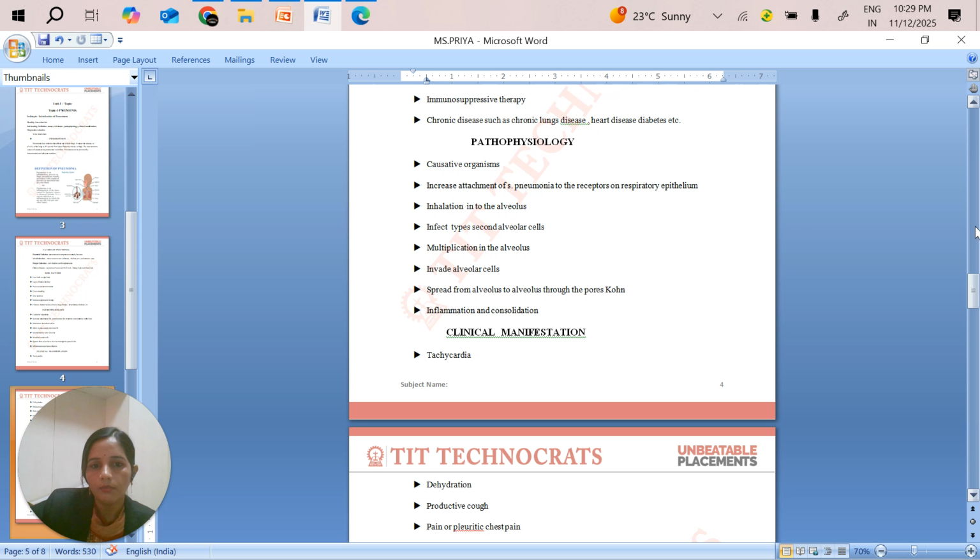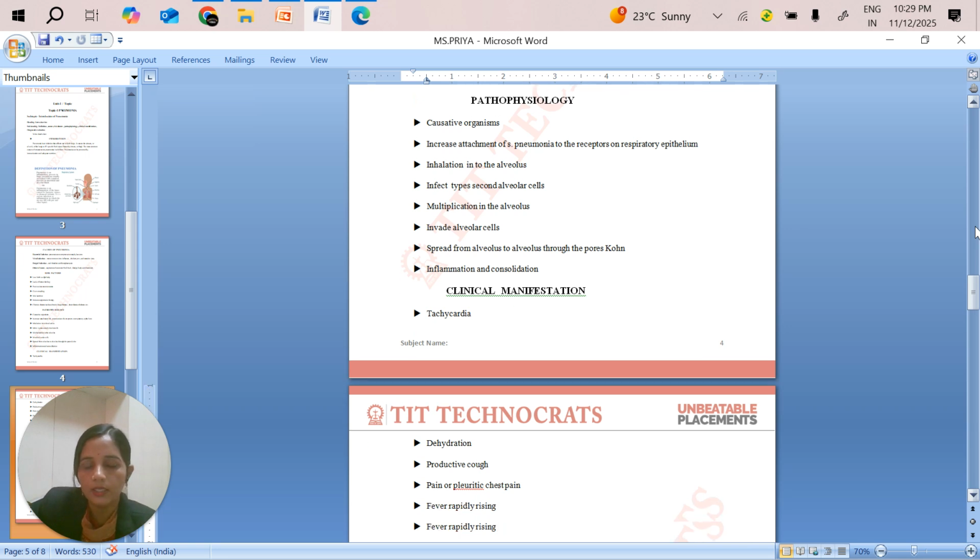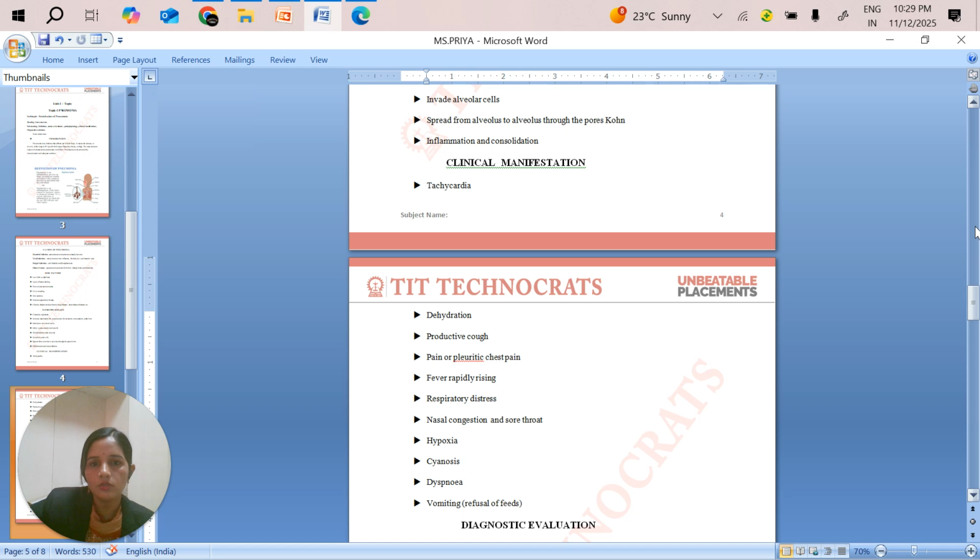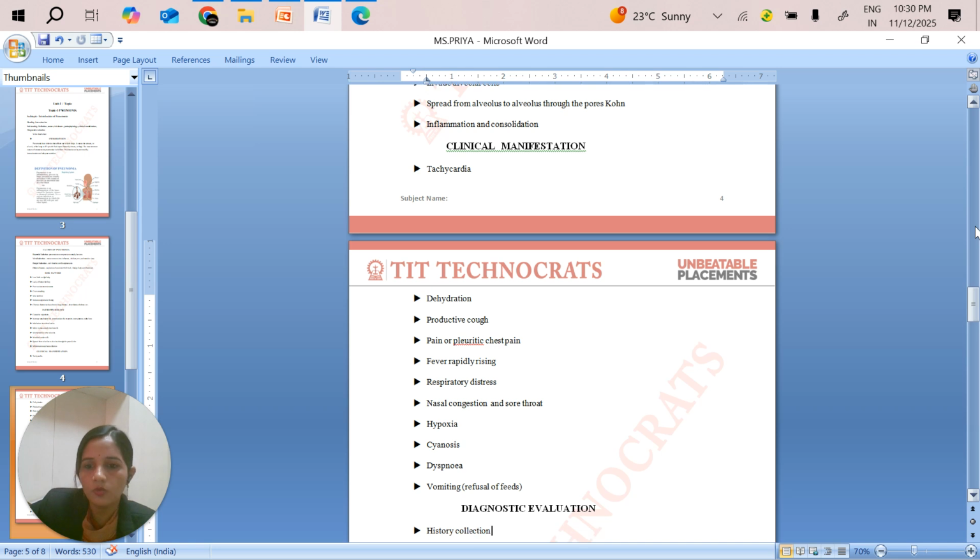Then clinical manifestations. First of all, tachycardia. Tachycardia is an increase of the heart rate. Also dehydration, productive cough, pleuritic chest pain, rapidly rising fever, respiratory distress, nasal congestion and sore throat. Hypoxia means lack of oxygen. Cyanosis means bluish color of the skin. Dyspnea, vomiting, refusal of food.